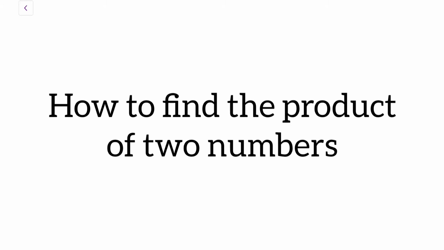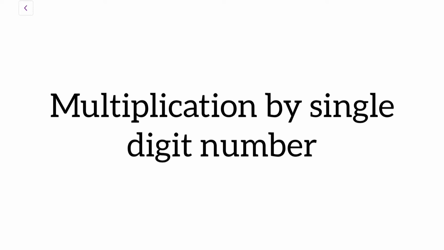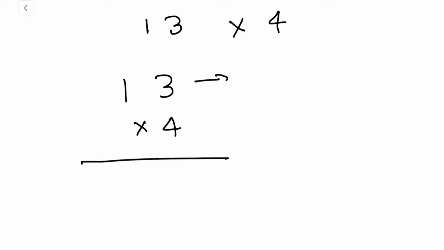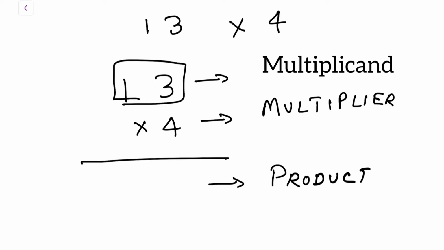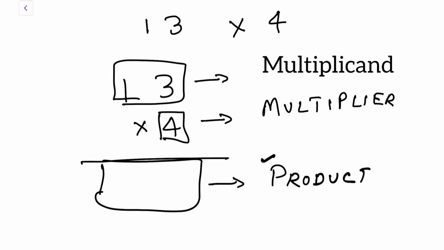So how do we find the product? To understand multiplication, let's take this example: 13 into 4. So 13 is called the multiplicand, and 4 is called the multiplier. Whatever answer you get here, that is called your product. Remember these three terms: multiplicand, multiplier, and product.